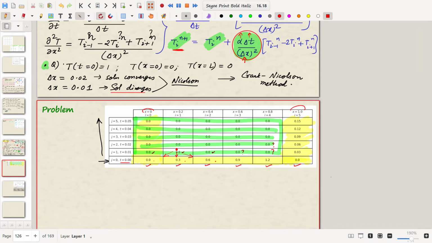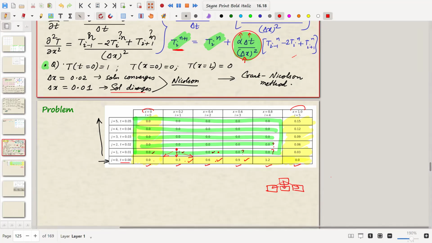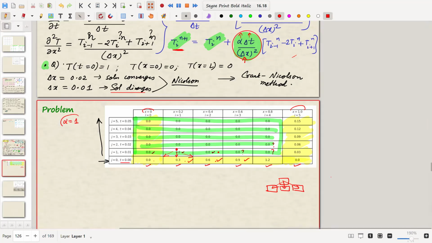Got the idea? Similarly, if you want to find this value, it depends on this value, this value, and this value. So if you want to find this value, it depends on the below value, the left value, and the right value, based on this formula. And alpha you can take as one.